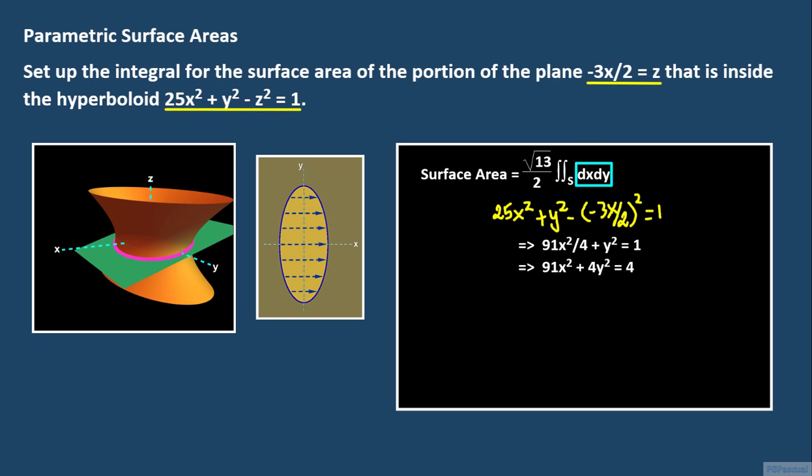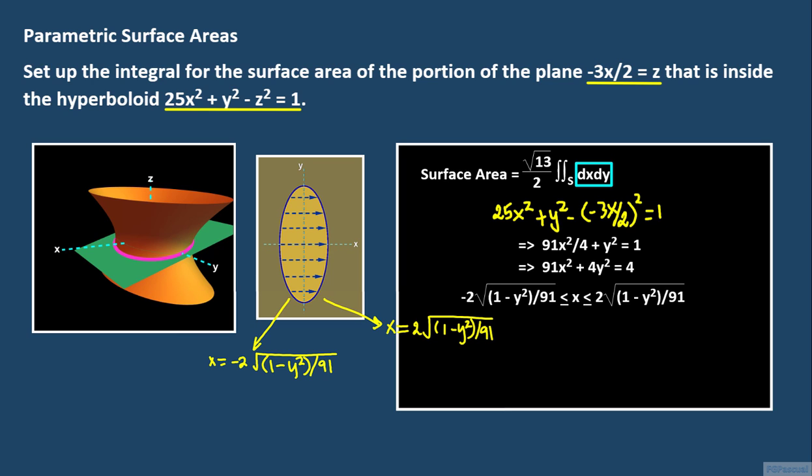Most importantly, because x is the first variable of integration, we must express x as a function of y on these bounding curves. The projection goes from the left half of the ellipse to the right half of the ellipse. We solve for x on the ellipse and find that for the left half, x is equal to minus 2 times the square root of the quantity 1 minus y squared all over 91. For the right half, x is equal to 2 times the square root of the quantity 1 minus y squared all over 91. And so we have the limits of integration for x.